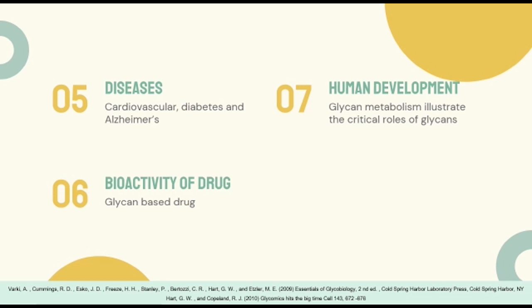Number 6, bioactivity of drugs. Glycans play a critical role in the bioactivity and the pharmacokinetics of drugs and development of new drugs. And then lastly, number 7, human development. Genetic diseases of glycosylation in inborn errors of glycan metabolism illustrate the critical roles of glycans in human development. In conclusion, glycomic technology needs to be explored so that we can benefit from the pros and reduce the cons.